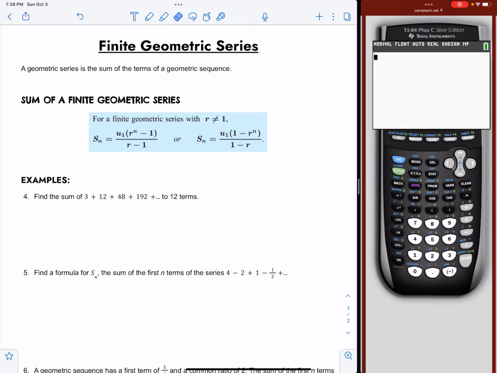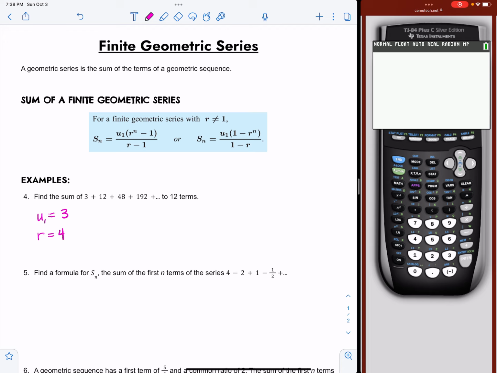Example number 4 states that we need to find the sum of 3 plus 12 plus 48 plus 192, and so on and so forth, up until we have 12 terms. Because this is a geometric series, we should automatically realize the following. Our u sub 1 is the first term, which is 3. Our common ratio is our next divided by our previous, and 12 divided by 3, 48 divided by 12, 192 divided by 48, all equals 4. So the common ratio is 4.